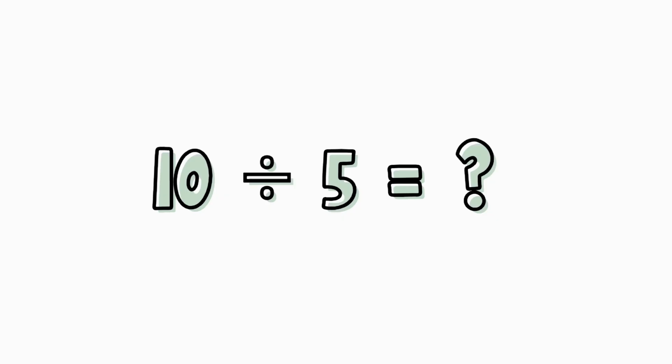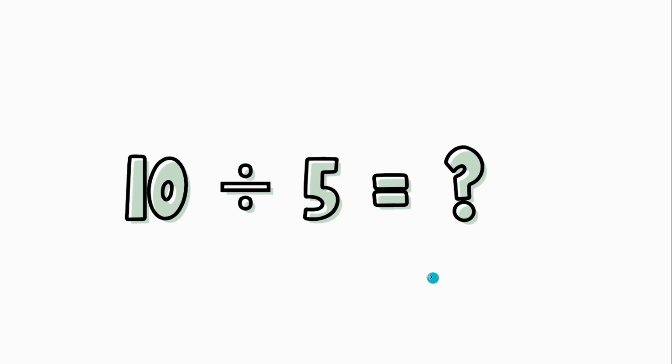So whenever you have a question that asks you, what is the quotient? That means they're expecting you to do division in order to find an answer. Now, the dividend, 10, is usually going to be the largest number in the division equation. It is our starting point. And so our answer will always be less than the dividend.